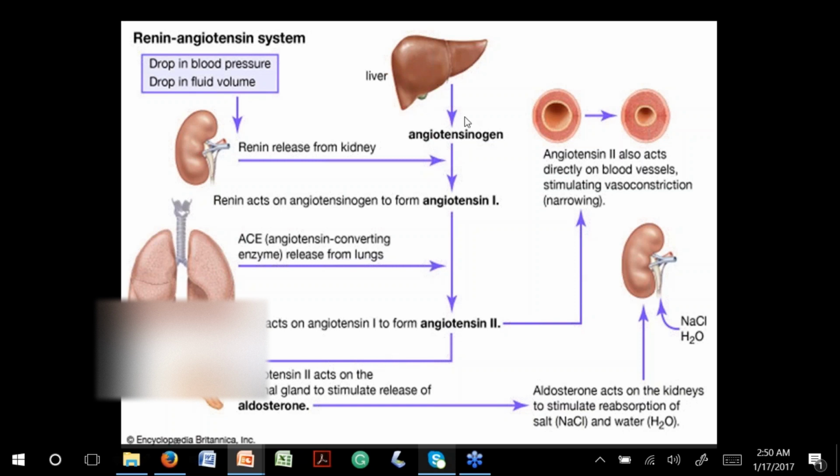So what happens here is the liver is going to produce angiotensinogen, and the kidney is producing renin, and the renin transforms the angiotensinogen into angiotensin 1. This angiotensin 1 goes to the lungs. In the lungs, it is activated by the ACE, the angiotensin converting enzyme, transforming it into angiotensin 2. Angiotensin 2 goes to the adrenal gland, and the adrenal gland produces the release of aldosterone, which produces the absorption of water and sodium. That is how they increase the blood pressure.